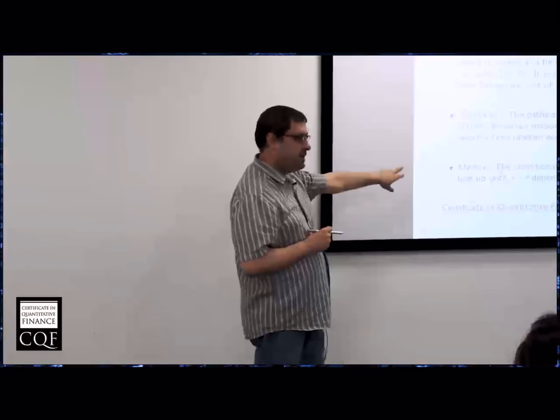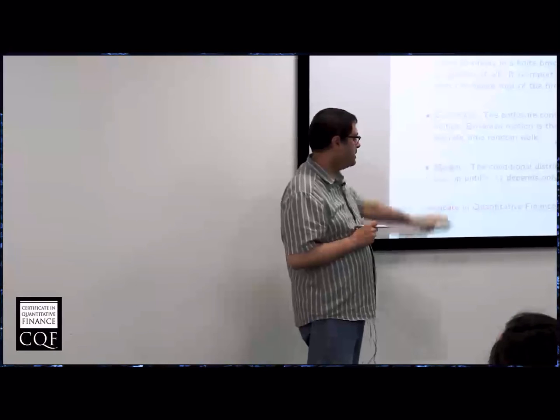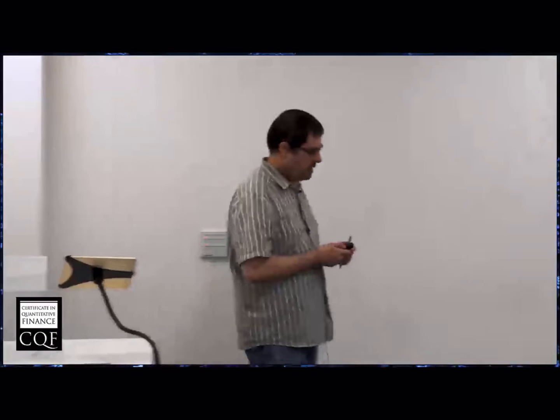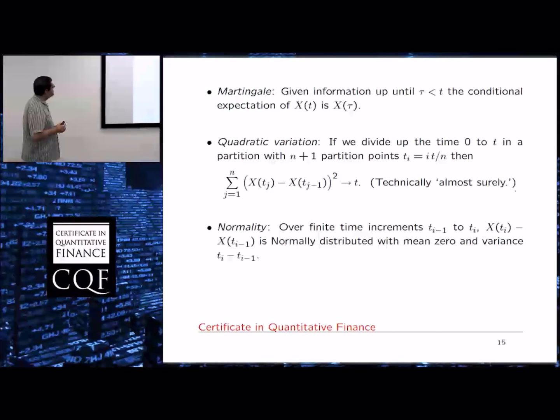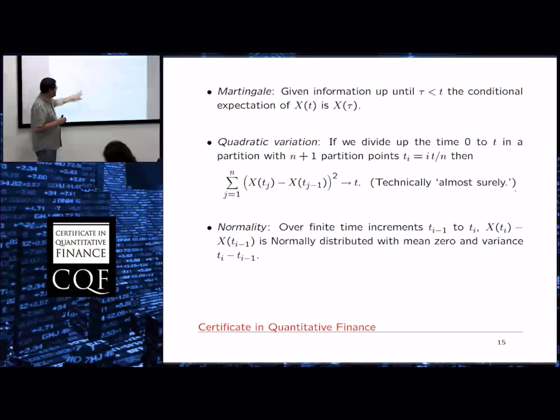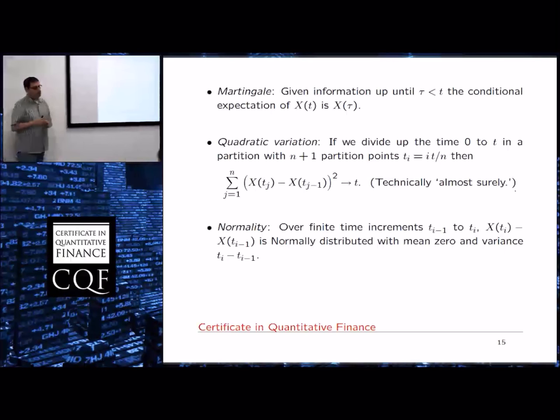So we always said that it follows the Markov property. That's how we can write that down formally. And next Tuesday, we'll talk about martingales. Quadratic variation we've seen. The other important property is the fact that these are normally distributed, Brownian motion.